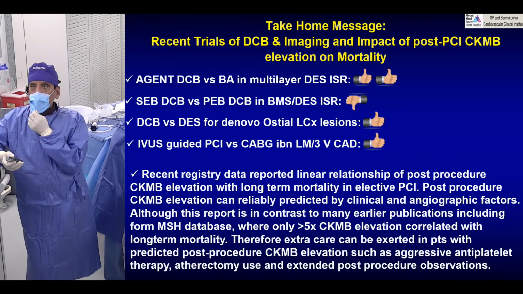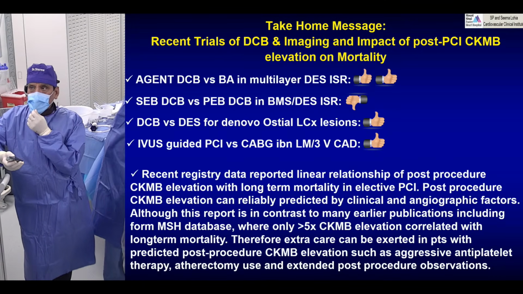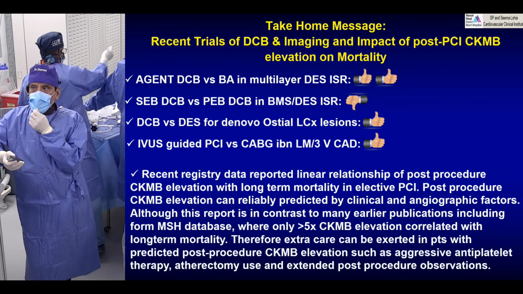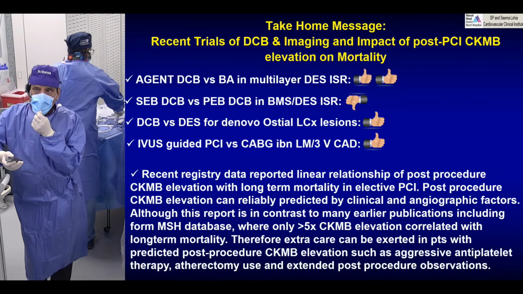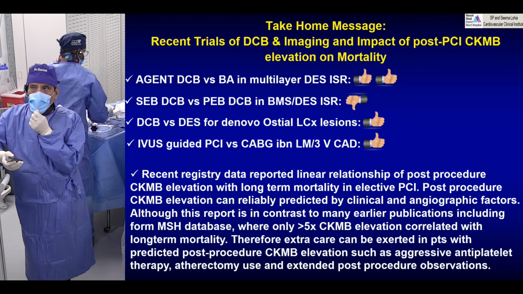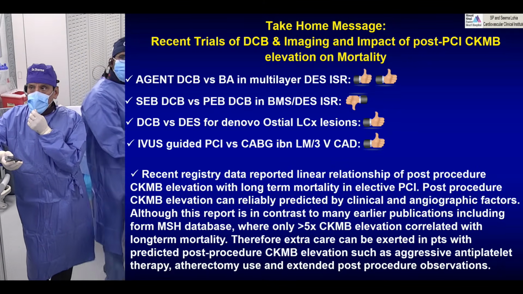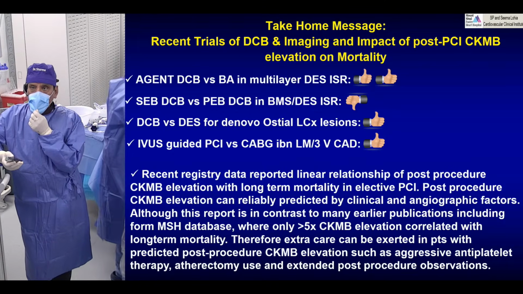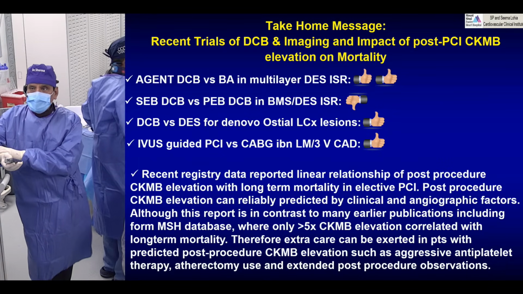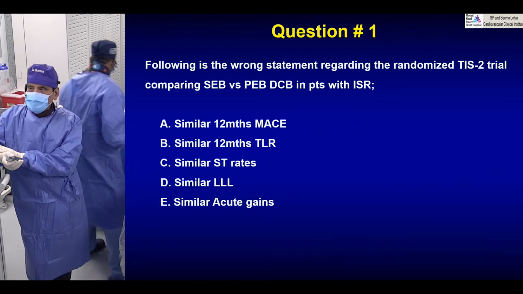elective PCI, which can be reliably predicted by clinical and angiographic factors. Although this report is in contrast to many earlier publications, including from our Mount Sinai database, where only more than 5 times CKMB elevation correlated with long-term mortality. Therefore, extra care can be extended to these patients with predicted post-procedure CKMB elevation, such as aggressive antiplatelet therapy, atherectomy use, and extended post-procedure observation.